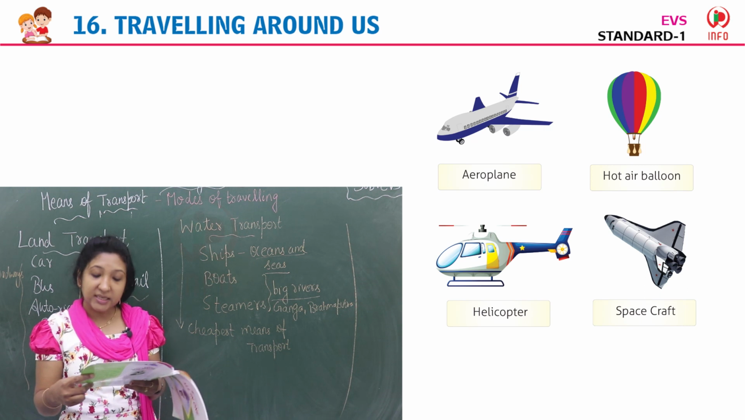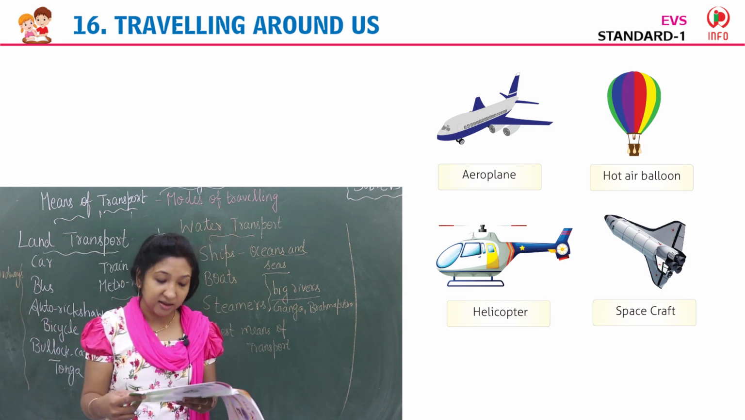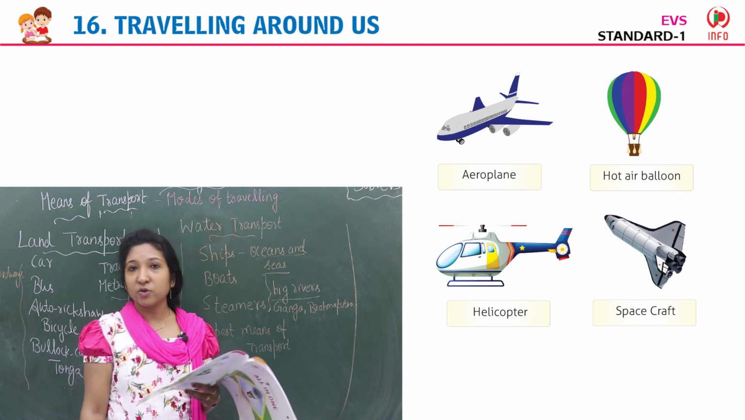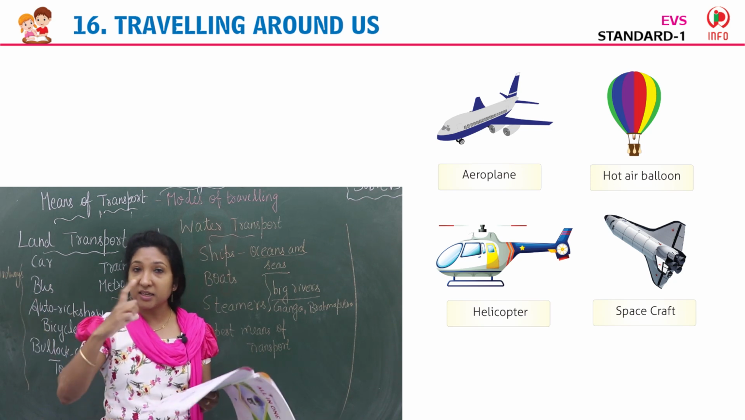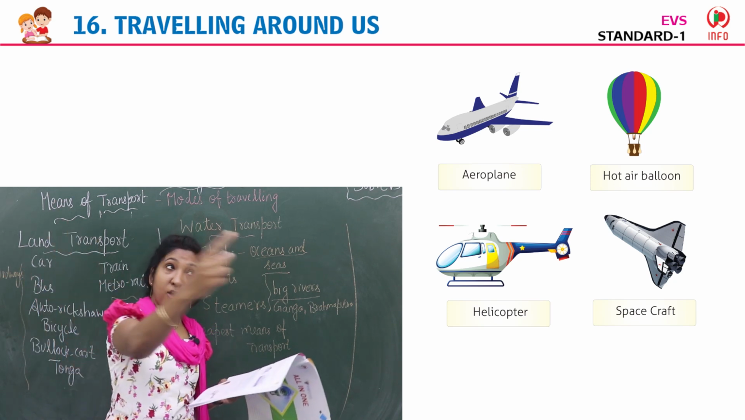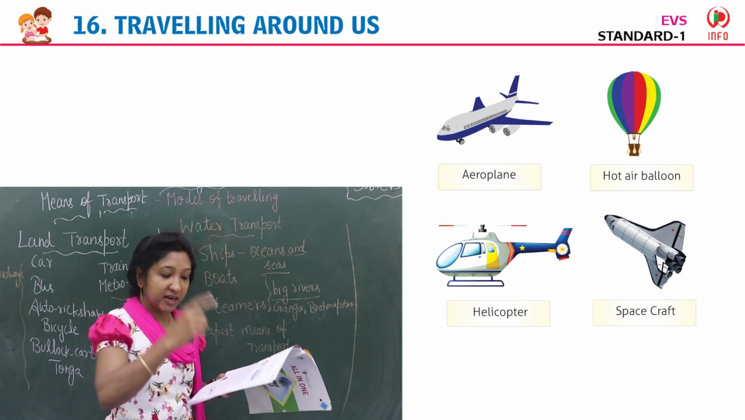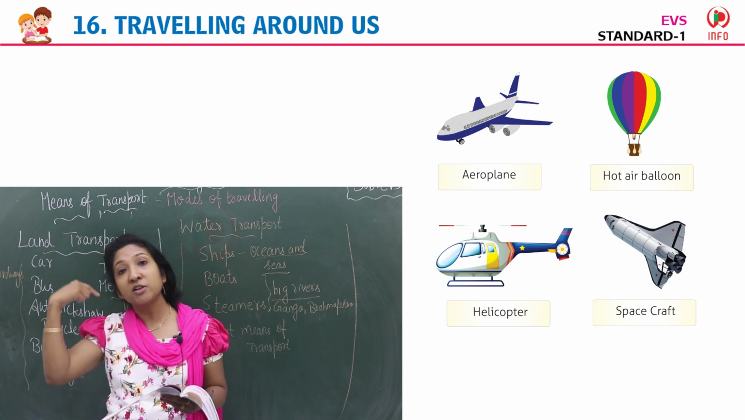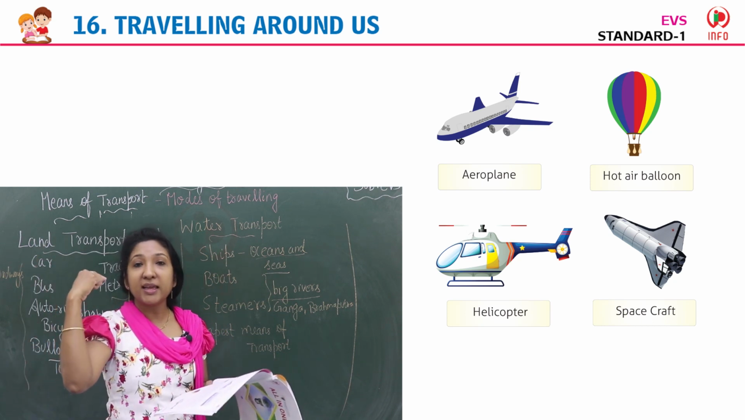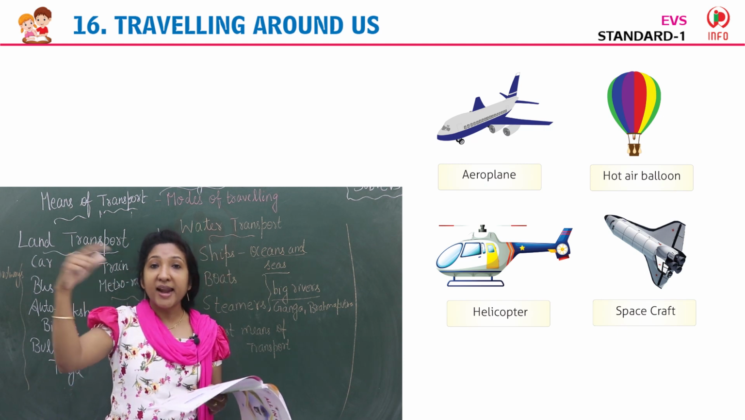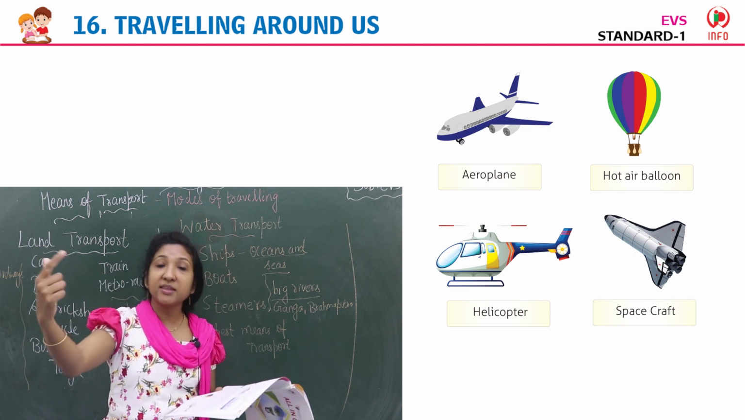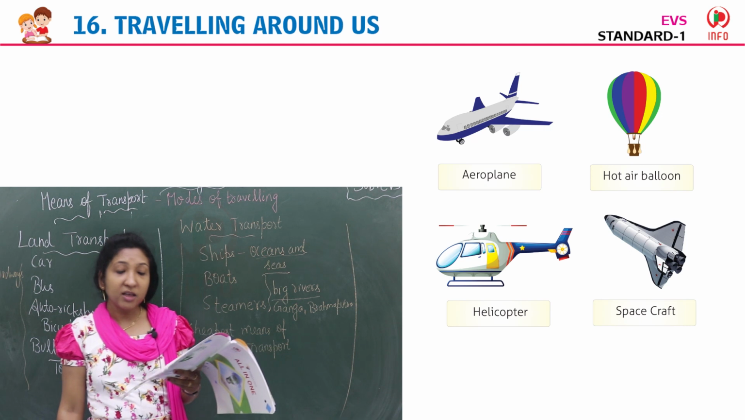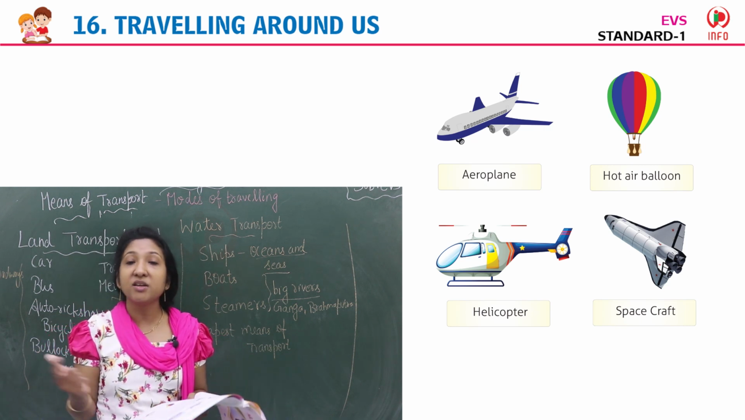All our major cities are connected to one another and to almost every part of the world through air transport. How are they connected? Through air transport, through aeroplane, we can travel to another country very easily, isn't it? So it is connecting us to many other countries. Air transport has made not only our country but also the entire world very small.